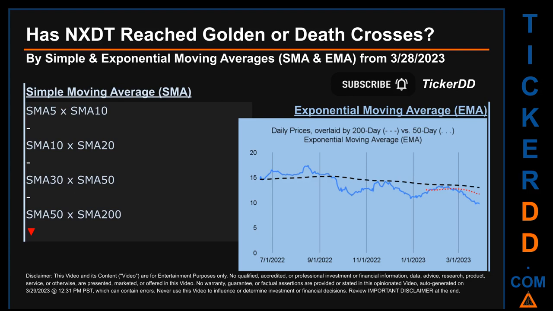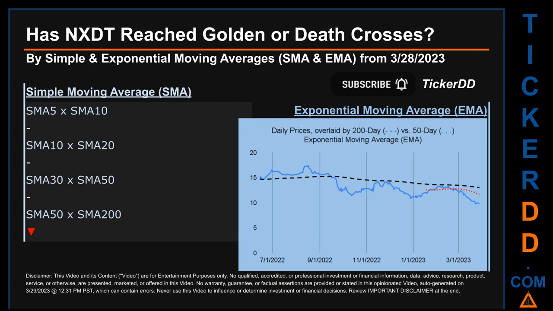Has NXDT price reached golden or death crosses? Golden cross and death cross are basic signals that compare average prices across two specified trade day ranges, a short-term versus a long-term range. For example, 5-day versus 10 trade days. Essentially, a golden cross is a bullish signal. It appears when a ticker's short-term moving average crosses above its long-term average. Vice versa, a death cross is a bearish signal when the short-term crosses below its long-term moving average.